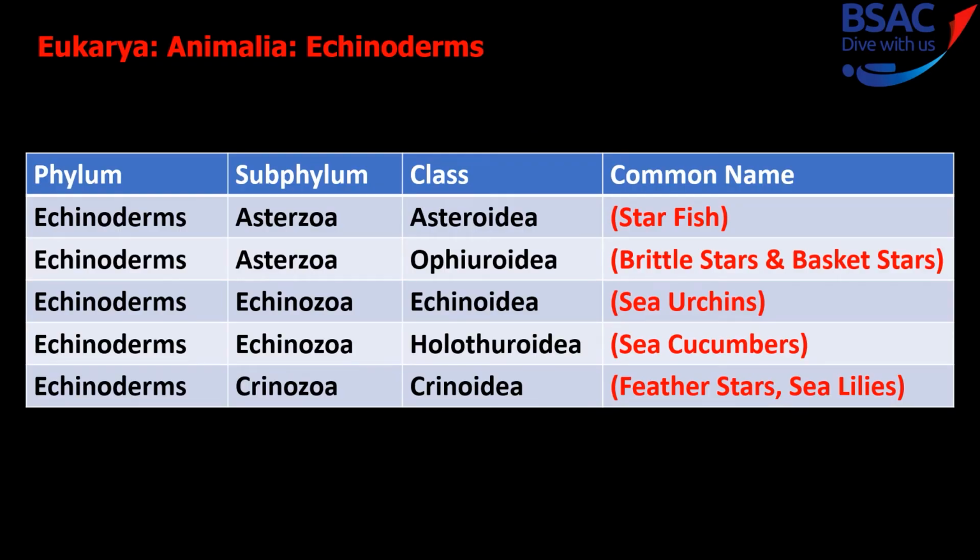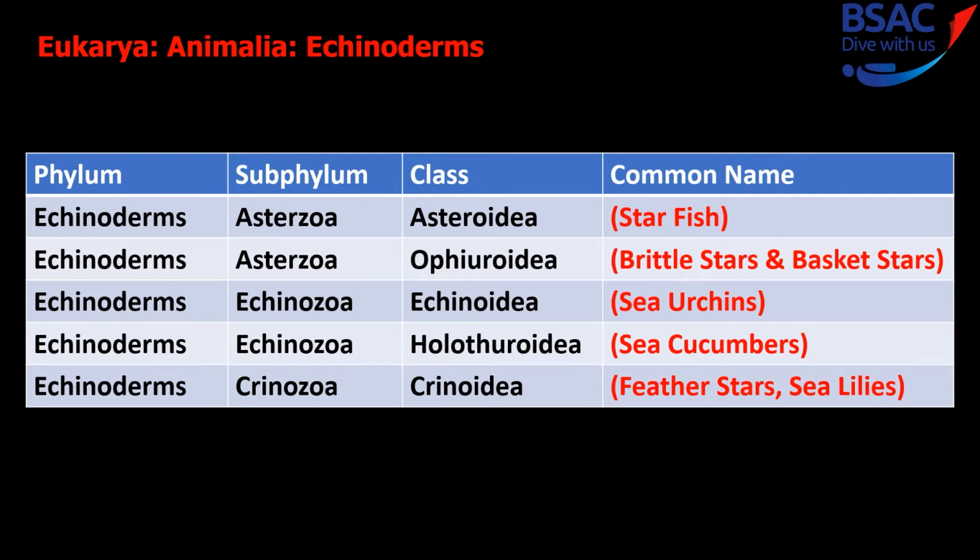Eukarya, Animalia, Echinoderms. Looking at the Echinoderms phylum, we have a number of subphyla which should all be recognizable. Asterozoans, which are starfish, brittle and basket stars. They are characterized by a star-shaped body plan consisting of a central disc and multiple radiating arms. They usually exhibit a 5-star radial symmetry, but some species have a symmetry based on numbers other than 5.